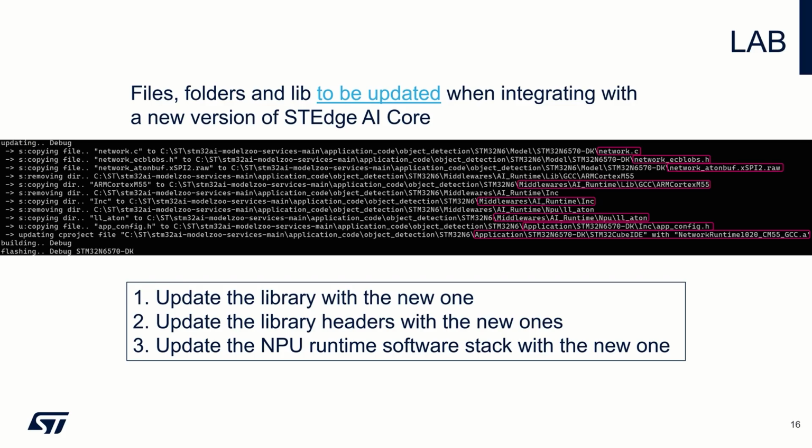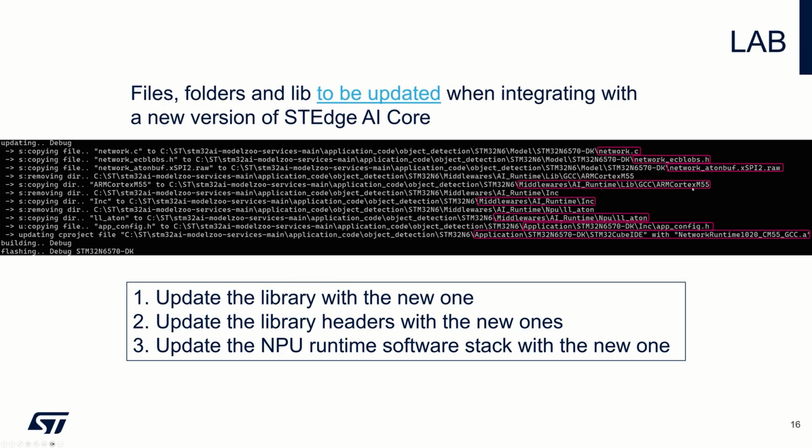On this slide, you can see all the files, all the log of the deployment script regarding update of the project. So the script updated network.c, so the content of the epochs executed by the neural processing unit, then network_ecblobs.h. So this is the information, the sequence of the operations for the neural processing unit sequencer in order to automatically execute all the epochs. Then the memory initializers file, the weights of the model has been updated.